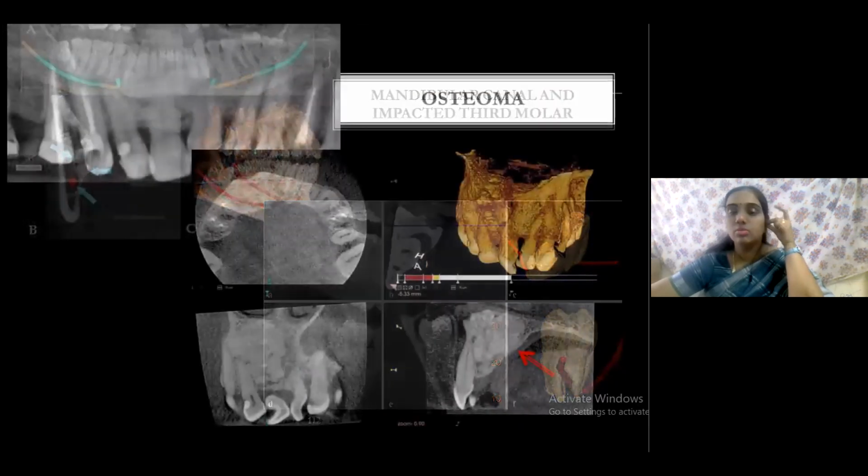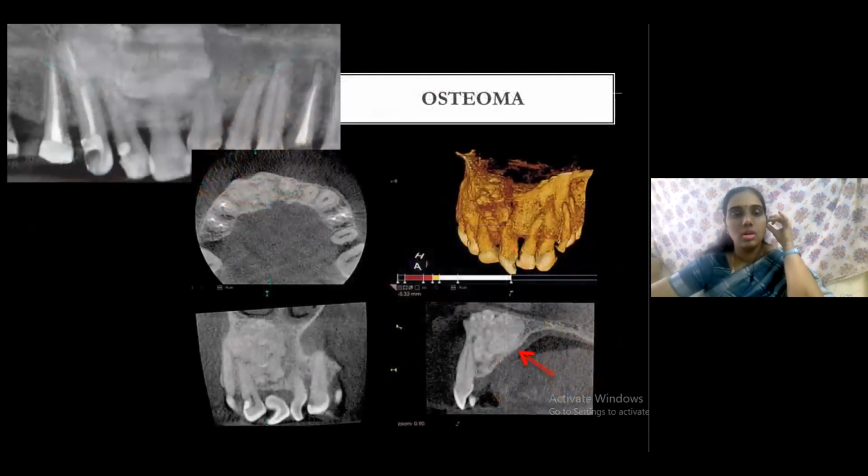This is one more case, of osteoma. Again, it is the same thing, where CBCT sections definitely help. This is an OPG view. I think you can make out that there is a radio-opaque lesion here, but seeing the OPG view and the 3D rendered view, you could make out that there is a radiolucency surrounding this osteoma, and you can make out the buccal and the palatal relationship.